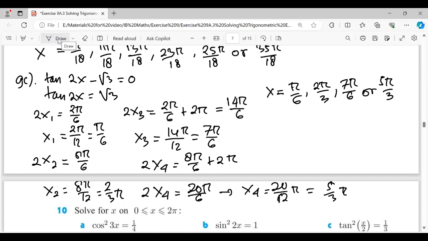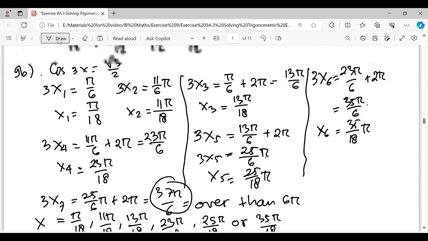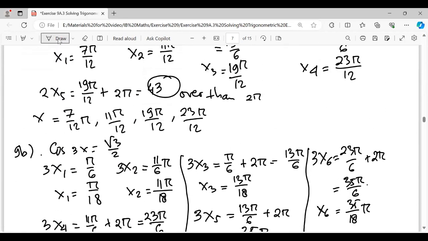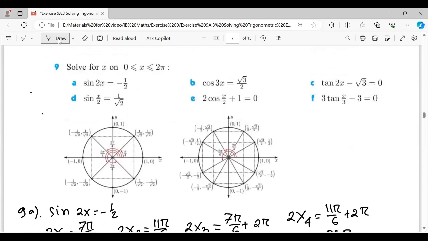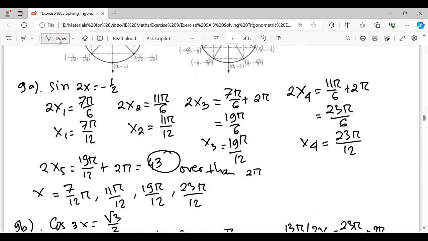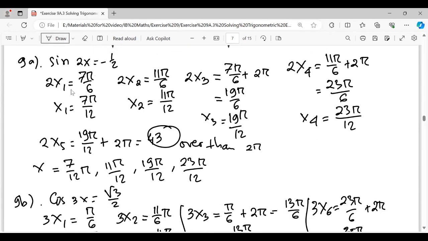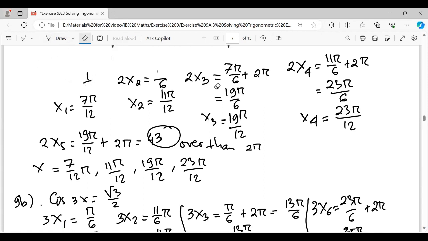Okay, I'm going to use this space for 9D because 9A, B, C are already done. Now 9D. Okay, I'm going to reinforce this.